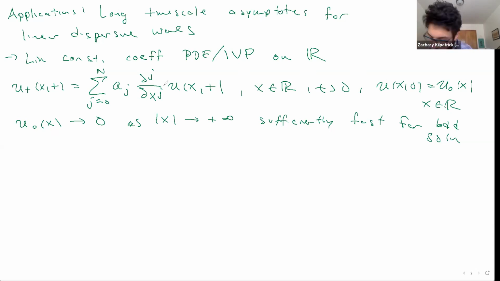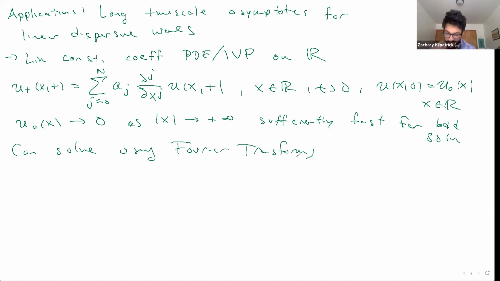Okay, so one way to solve is using Fourier transforms. And maybe now you can start to predict where our method of stationary phase problem is going to come in. It's when we try and invert back from our Fourier transform.